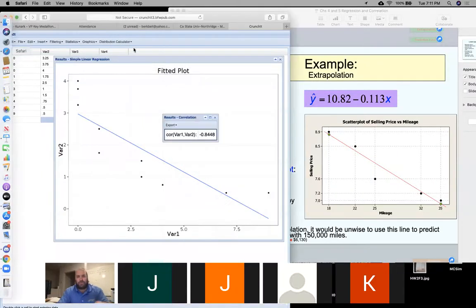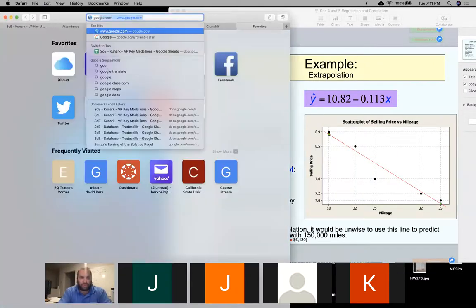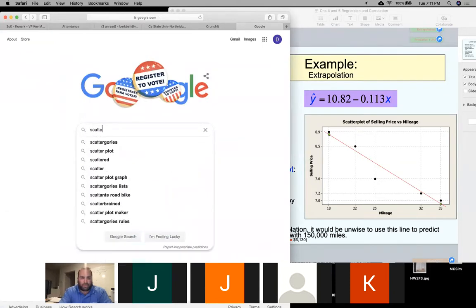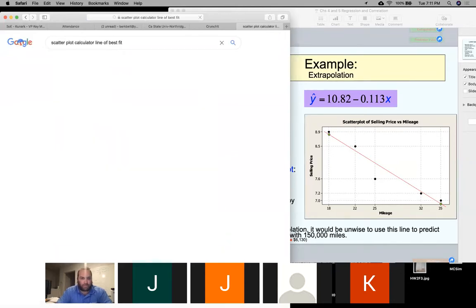That's all I ask. But anyways, slide number 35, example of extrapolation. So what we have here, well, let's take a minute and see if we can find one. So I'll do a Google search: scatter plot calculator line of best fit. Let's try that one.